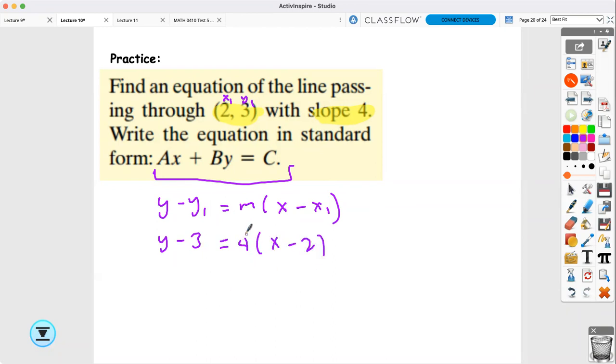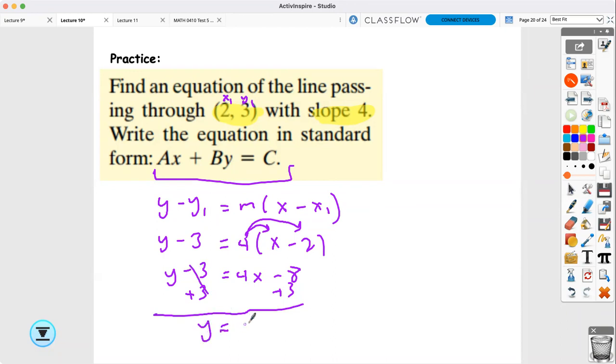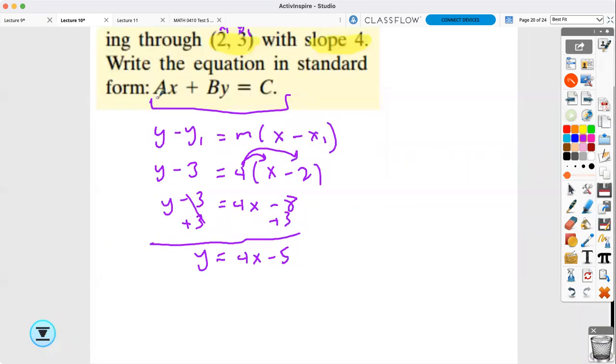Now we go ahead and solve for y to get the mx plus b form. So then we get 4x minus 8. Bring down the y minus 3. Add 3 on both sides. And then I get y equals 4x minus 5. Now, unfortunately, it's not in standard form yet.